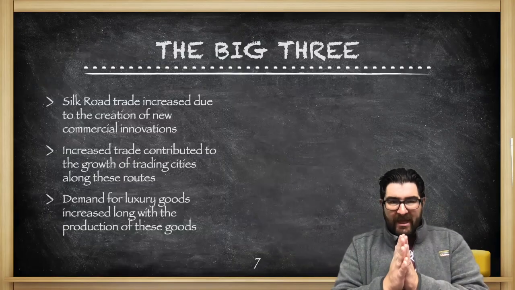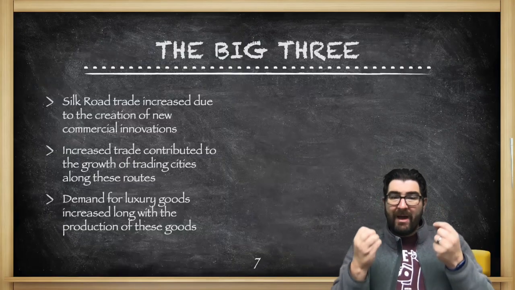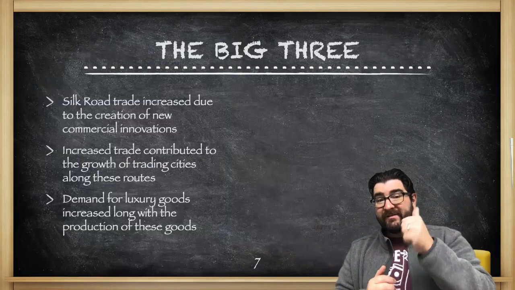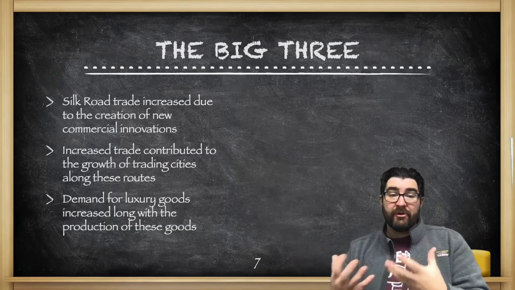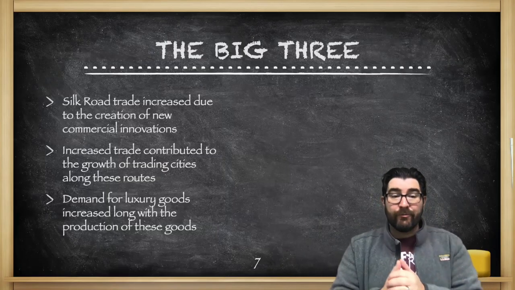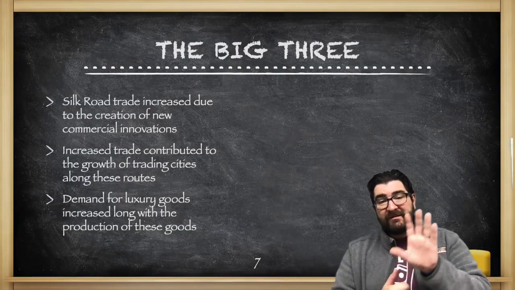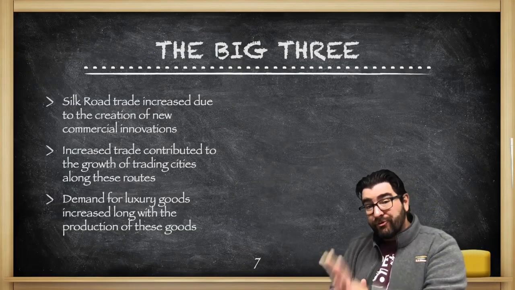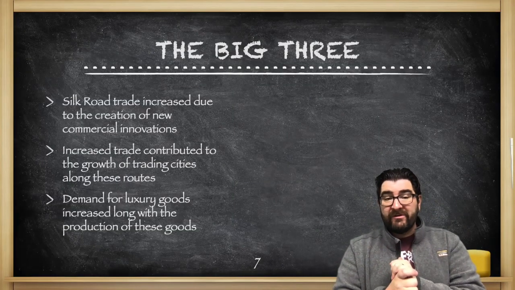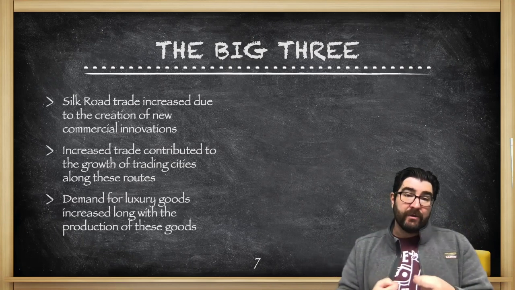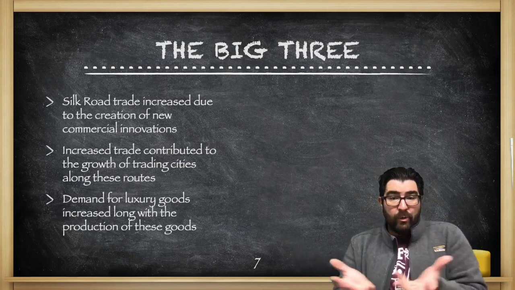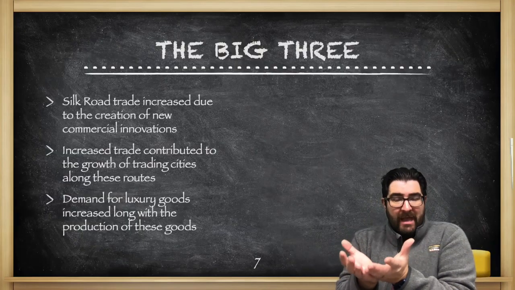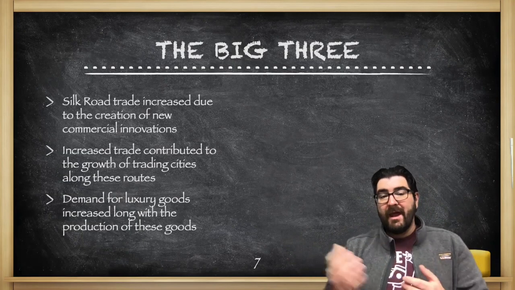So as we wrap up here, the big three that you absolutely want to know: the Silk Road increases trade due to the creation of new commercial innovations in and around the region. We've got increased trade contributing to the growth of trading cities along these routes, and the demand for luxury goods is increasing. And so places like China will increase their manufacturing capabilities for goods like silk and porcelain.